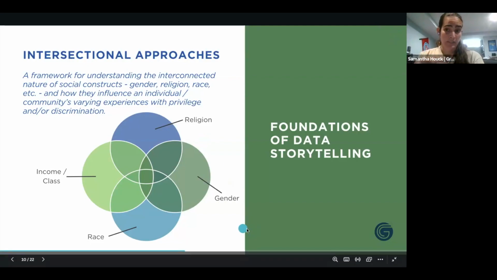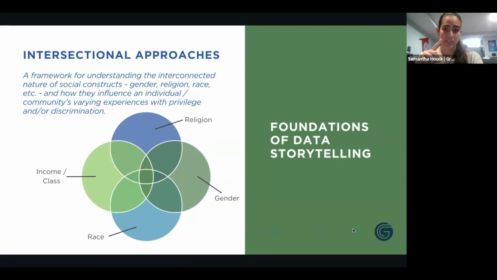These are not all the possibilities, but each of these circles represents one of those individual social constructs. So we're seeing religion, gender, race, income, or class, and then how they are overlaid makes up that individual or community and how they are perceived or identified in the world that can be influencing their experience. So that overlapping is the intersectionality of a person or the community.